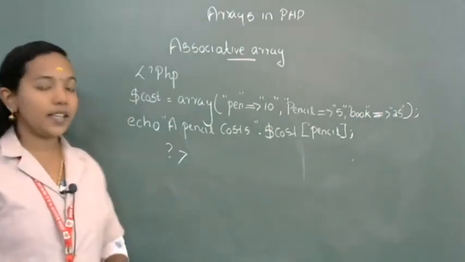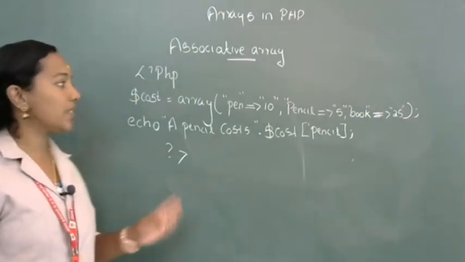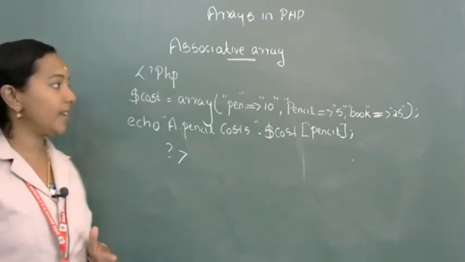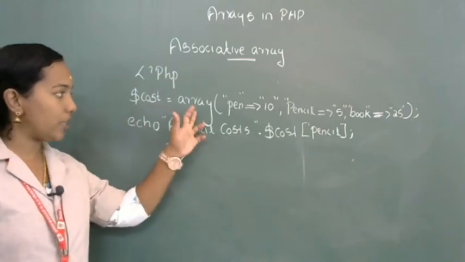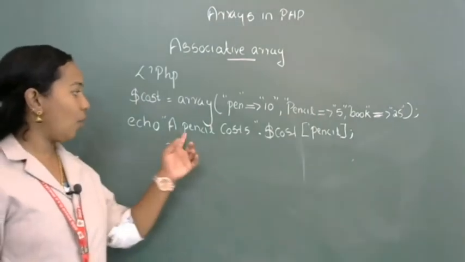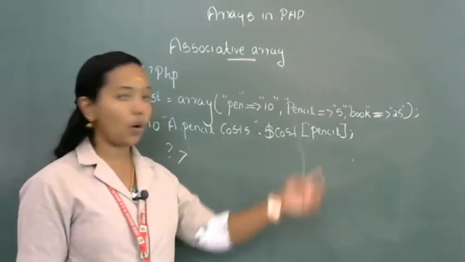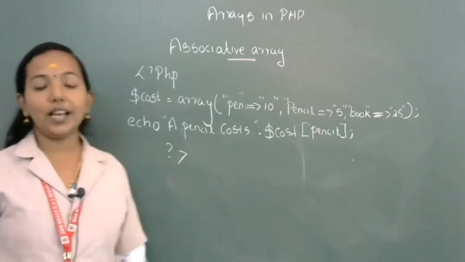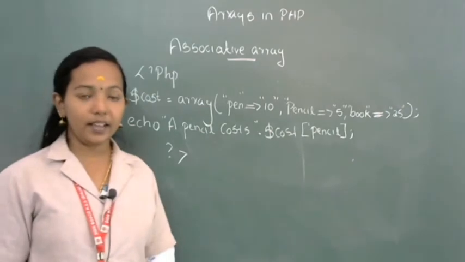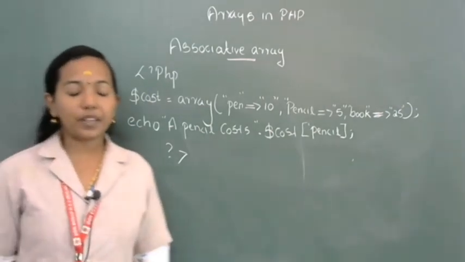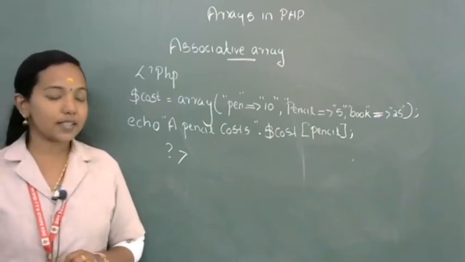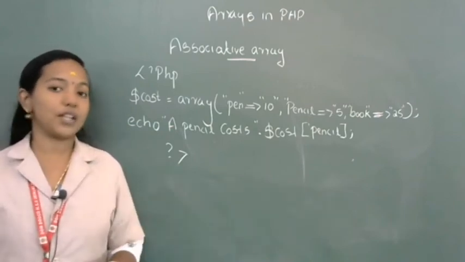Clear? So this is associative array. Associative array means an array with named keys is known as associative array. $cost is equal to array pen 10, pencil 5, book 25, echo a pencil cost dot $cost of pencil. Then after that close the PHP tag. Okay, I think it is clear. Associative array. Then for indexed array we are using print_r function.